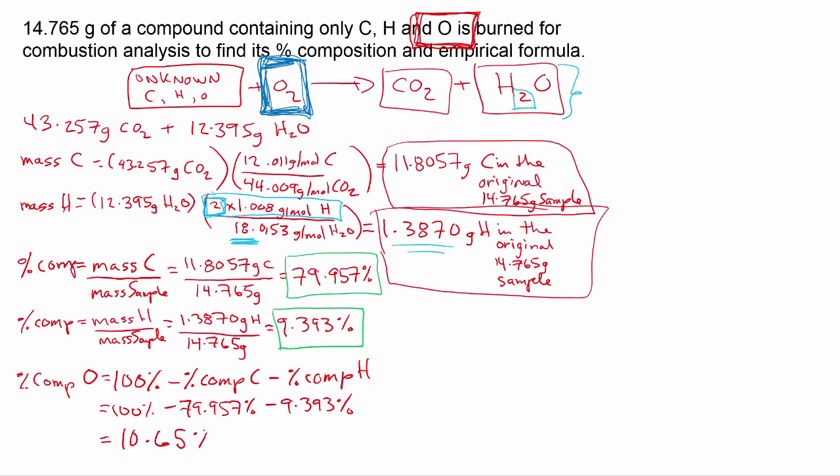So when you do it by subtraction right there, and you subtract the 79.957% composition from carbon and then the 9.393% composition from hydrogen, then what's left over is entirely due to oxygen. That's 10.65%. So that answers the first part of the question up here, which is to do the percent composition. The next thing to do is to do the empirical formula. So what I'm going to do is I'm just going to wipe this screen clean a little bit, and then I'll move to that in a moment.